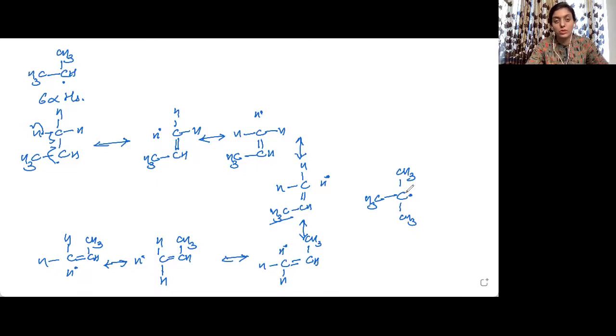So you need to draw it, you need to take a picture of it, and you need to post it in the comments below. This is your assignment. Okay, do it and do it with your hand. Just looking into the video is not going to help you. Okay, so now the next type of free radical we are moving into is benzyl free radical.